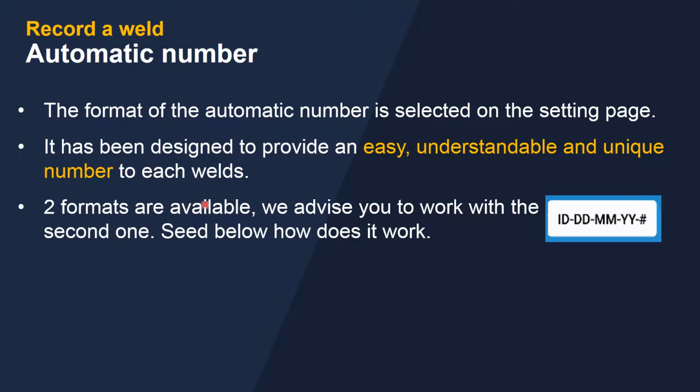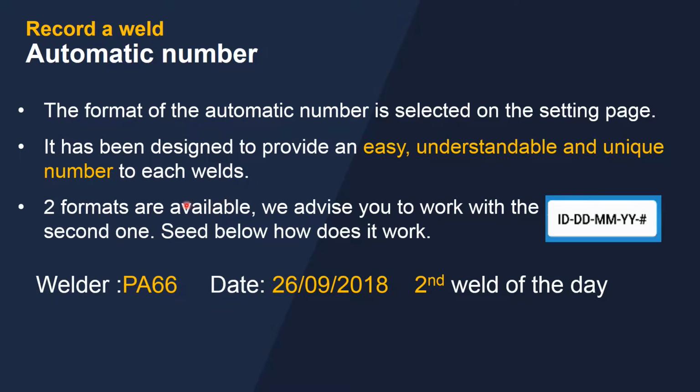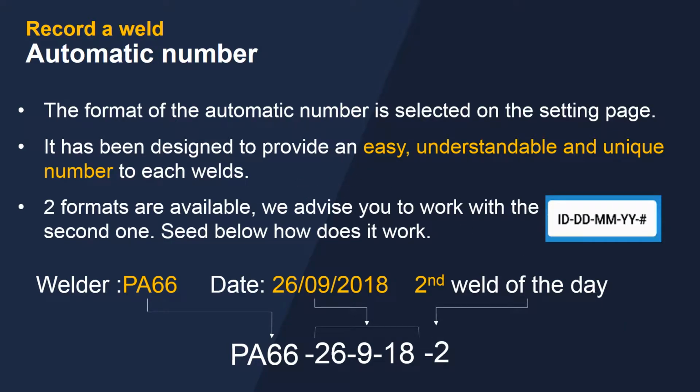Let's say a welder with ID PA66 cast 2 welds on 26th of September 2018. The weld number will be PA66 26 for the 26th of the month, 9 for September, 18 for year 2018, and finally 2 because it is the second weld of the day. If he cast a third weld, it will put a 3 at the end. This way, it is easy to define the number. Every day is a fresh start, and anybody can tell who and when a weld was cast, just by looking at the weld number.